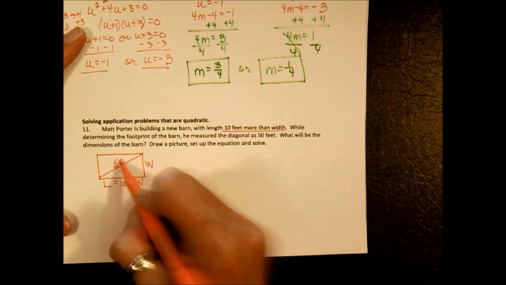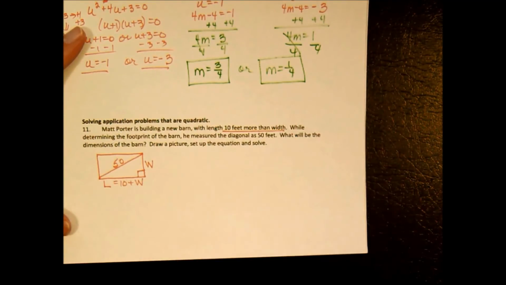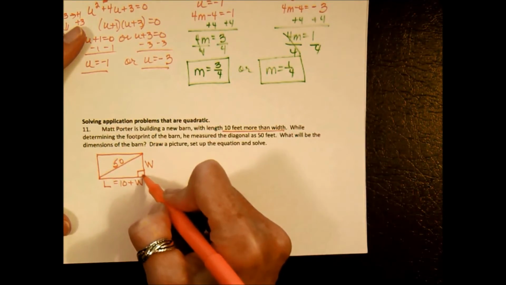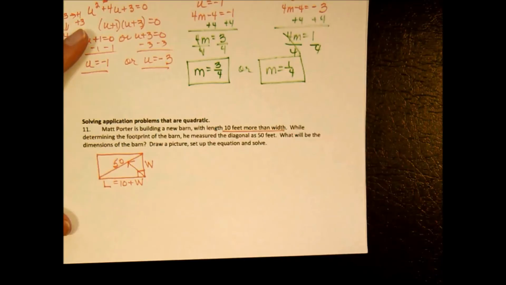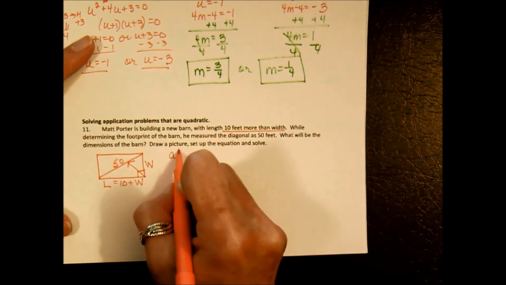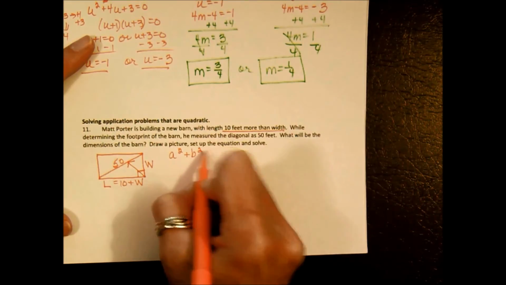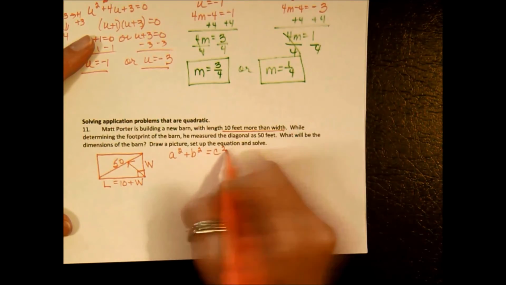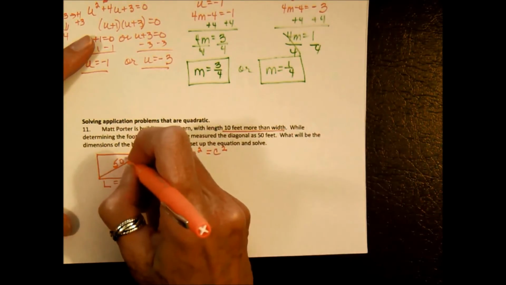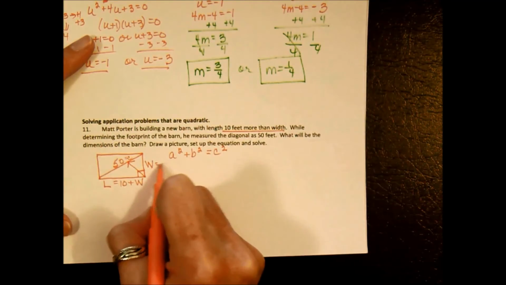And all of a sudden, I know this is a Pythagorean theorem problem because I am talking about a right triangle. What will be the dimensions of the barn? So we know that the formula is a squared plus b squared equals c squared. I know this has to be my c. I'm going to let this be my a and this be my b. It doesn't matter which is which.